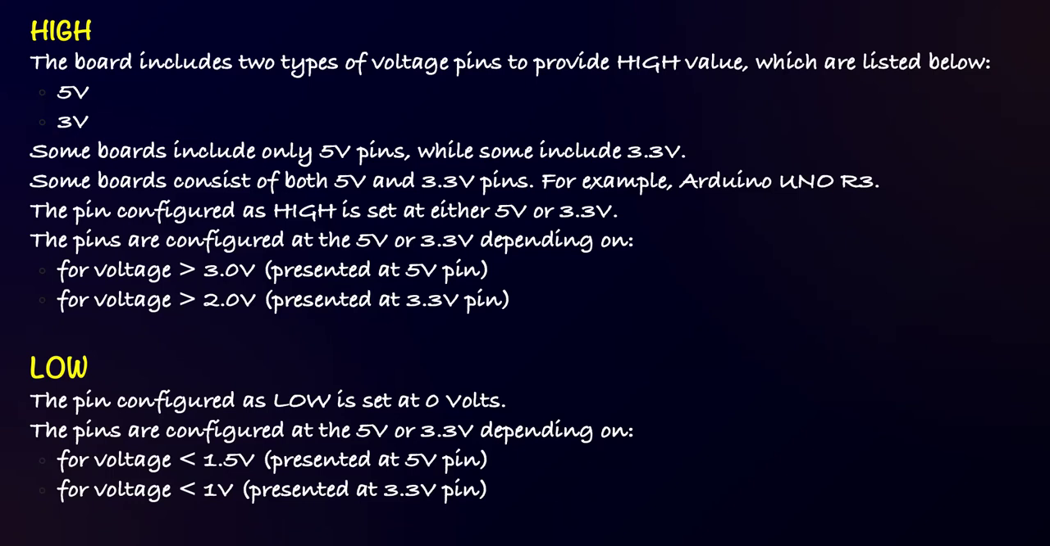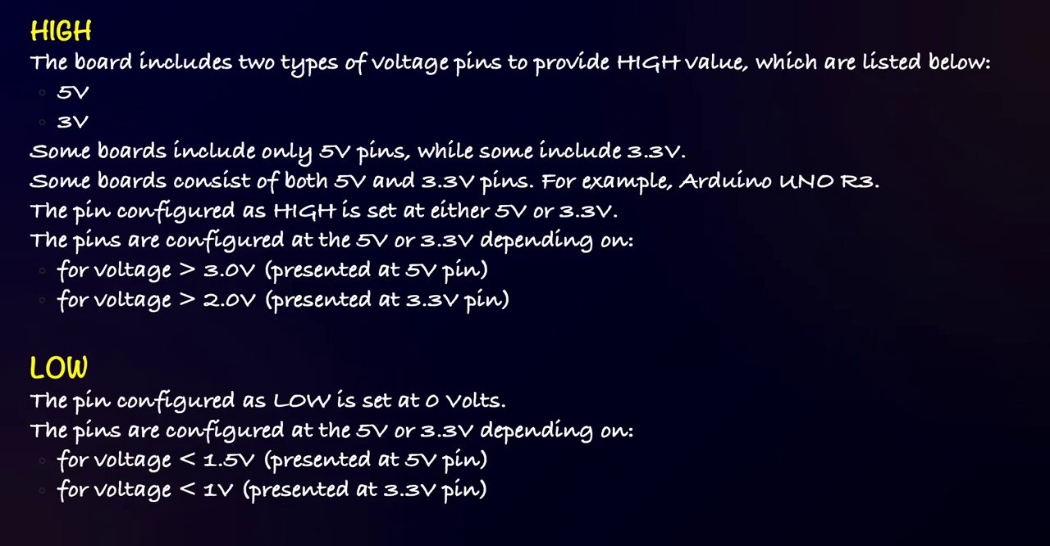Now, low. The pin configured as low is set at 0 volts. The pins are configured at the 5 volt or 3.3 volt depending upon, see the difference between high and low. For voltage less than 1.5 volt, they are presented at the 5 volt pin. For voltage less than 1 volt, they are presented at the 3.3 volt pin. These are the differences of representation. That's it. They are being represented like this.